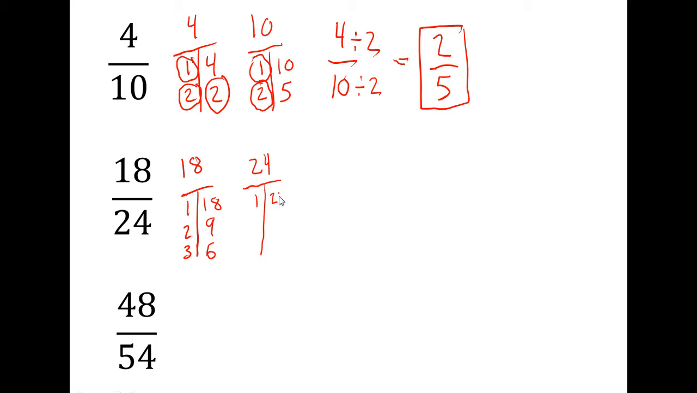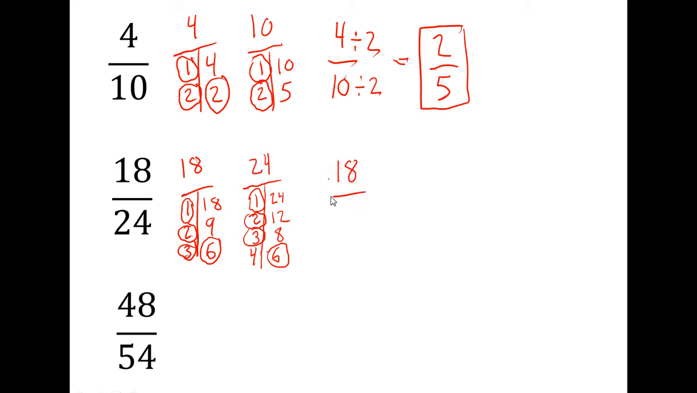Alright, 1 and 24. 2, 12, 3, 8, 4, 6. Alright, I think that's all of the factors for 24. So let's circle the ones they have in common. Got 1 in common, got 2 in common, 3 in common, not 4, but they have 6 in common. Okay, not 9, not 18. Okay, so of the factors they have in common, the greatest factor is 6.